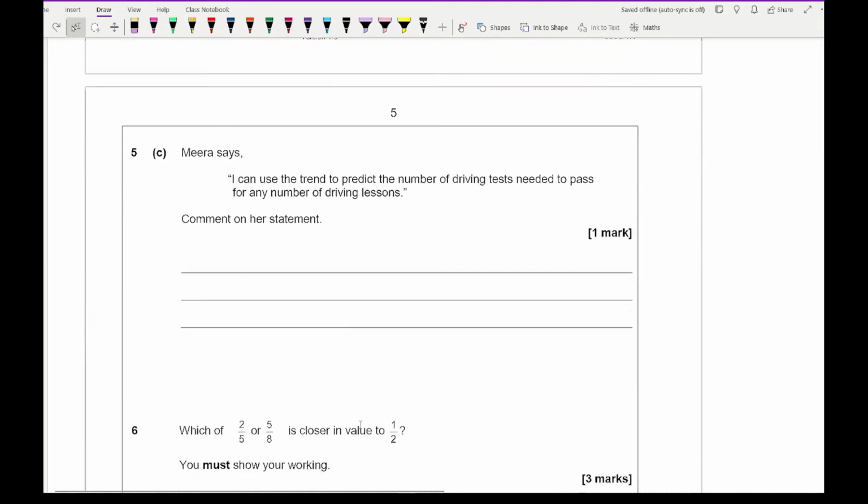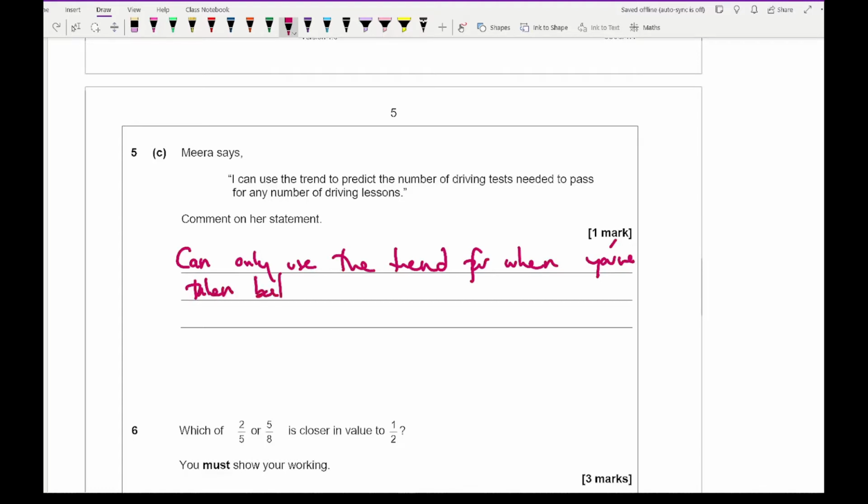Then moving on to 5C, it says Mira says that I can use the trend line to predict the number of driving tests needed to pass for any number of driving lessons. Comment on her statement. Now, again, for 1 mark, there's several things you can do. So basically for this is any statement along the lines of that you can only use the trend for when you've taken between 30 and 65 lessons.